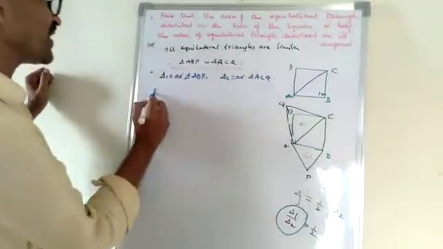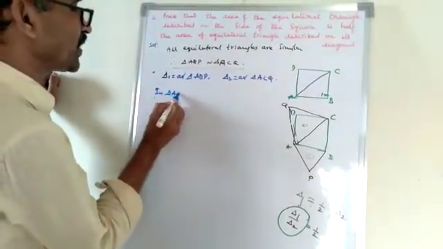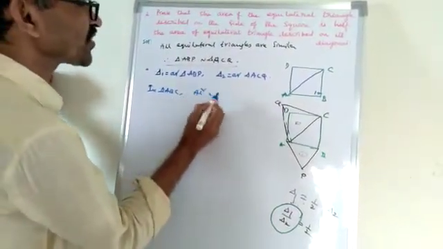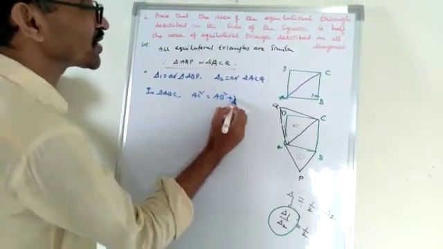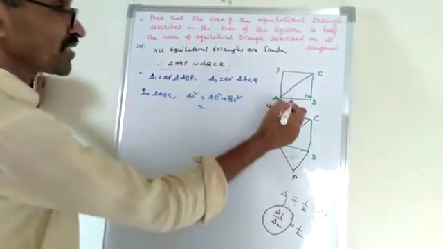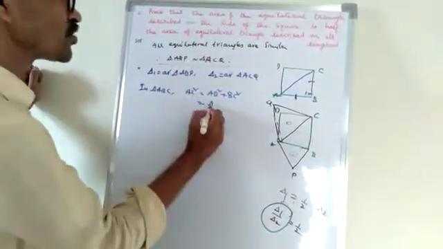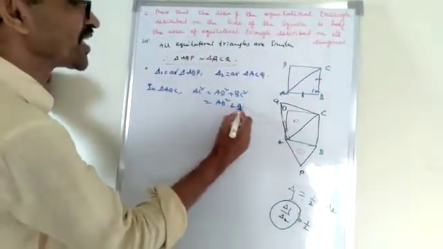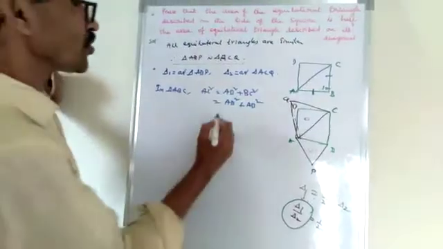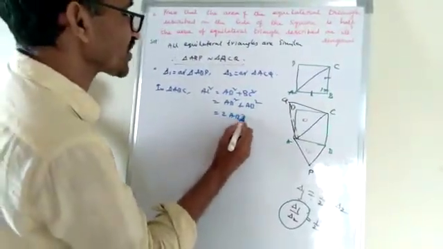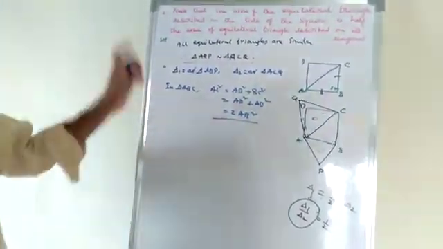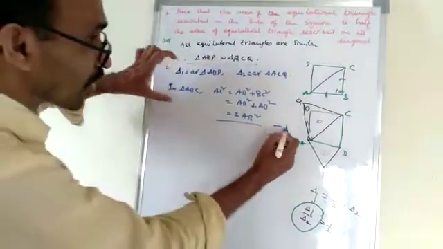Clearly, in triangle ABC, AC square is equal to AB square plus BC square. These two sides are equal, because it is a square. So that is AB square plus AB square, that is 2AB square. This is the fundamental, okay? We will use this as needed.